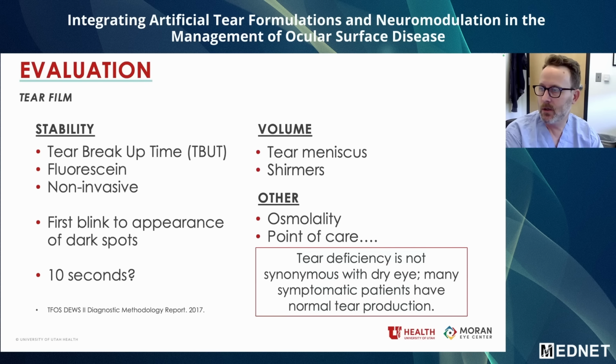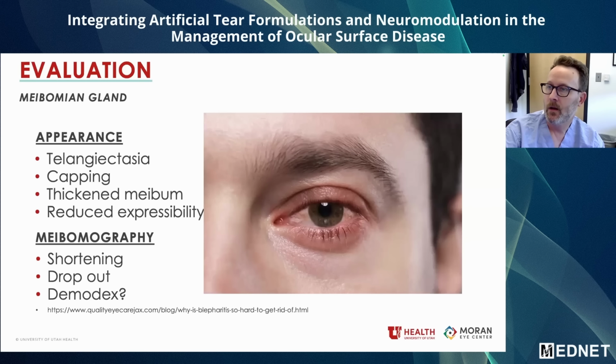And then there's some other tests you can do. You can look at the osmolality of the tear using a point of care tool. But essentially, you're looking at the tear volume and its stability. And please remember that tear film deficiency doesn't necessarily mean dry eye. Many symptomatic patients have a really normal tear production when you're looking at that meniscus.